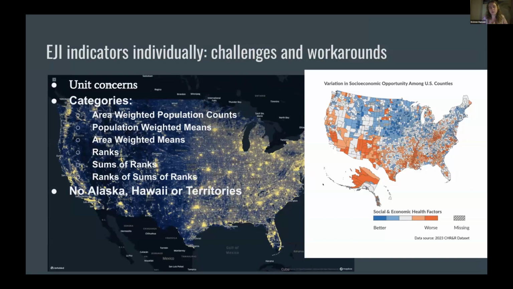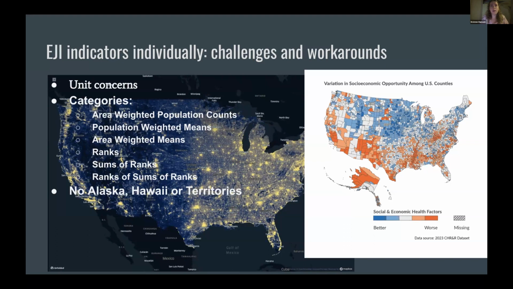So there are a lot of challenges in working with a data set like this, where every single variable has some weird aspects to it. There are a lot of unit concerns. So our categories are a lot of different things. We have ranks and sums of ranks, and our least favorite thing, ranks of sums of ranks. And we have area weighted population counts, population weighted means, and area weighted means. Because of this, we have a lot of issues with doing any sort of aggregation.